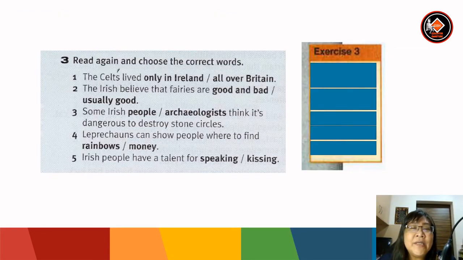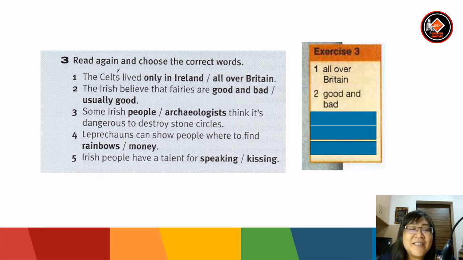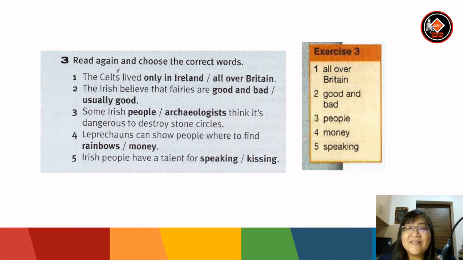Dear students, read again and choose the correct words. So, the cat lived only in Ireland or all over Britain. So the answer is all over Britain. Number 2, the Irish believe that fairies are good and bad, or usually good. The answer is good and bad. Number 4, some Irish people or archaeologists think it's dangerous to destroy stone circles. So the answer is people. Leprechauns can show people where to find rainbows or money. So the answer is money. And the last sentence, Irish people have a talent for speaking or kissing. So the answer is speaking.